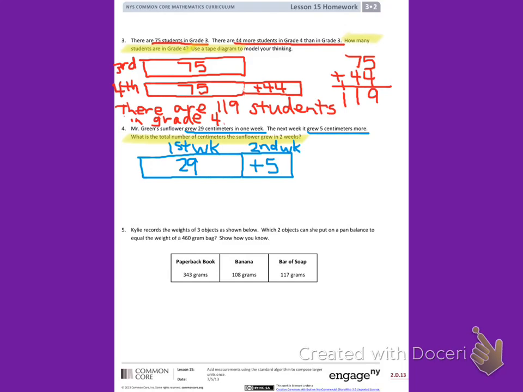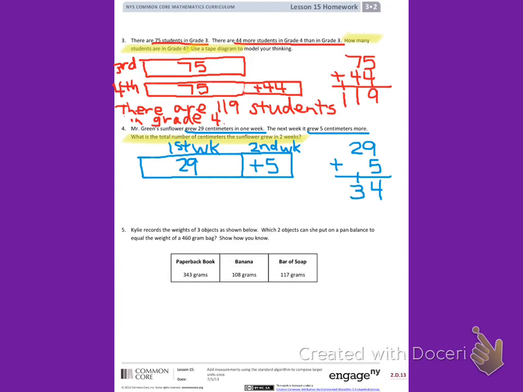Now I'll use a standard algorithm to solve the problem. 29 plus 5. Now the 5 is the same as 5 ones, so I'll put it in the ones column. 9 ones plus 5 ones is 14. 14 is the same as 4 ones and 1 ten. I put the 1 ten right on the line so I wouldn't forget to add it. 2 tens plus 1 ten is 3 tens.